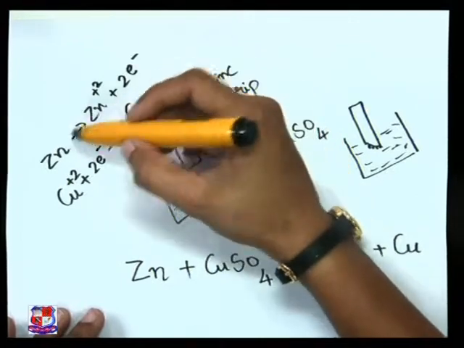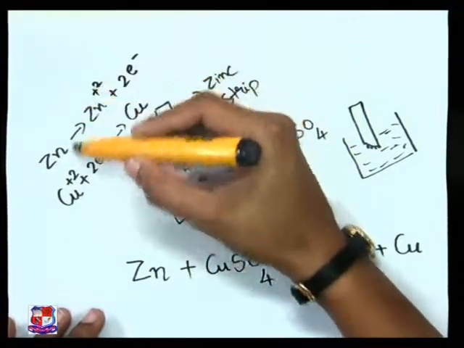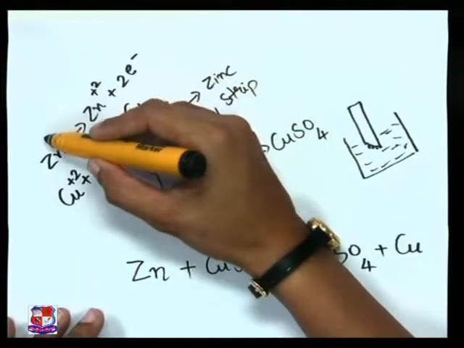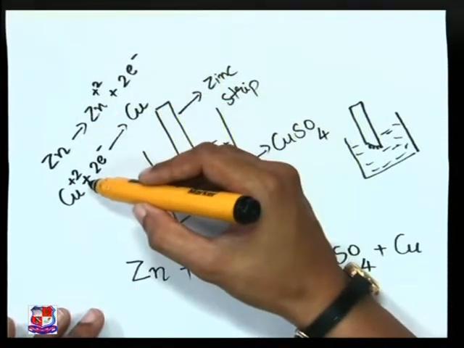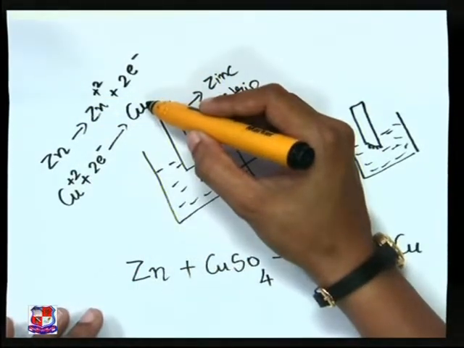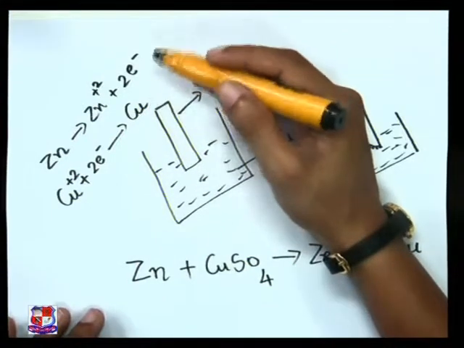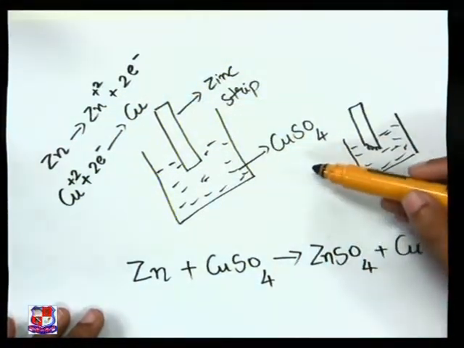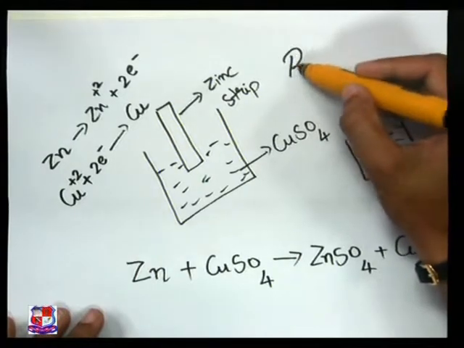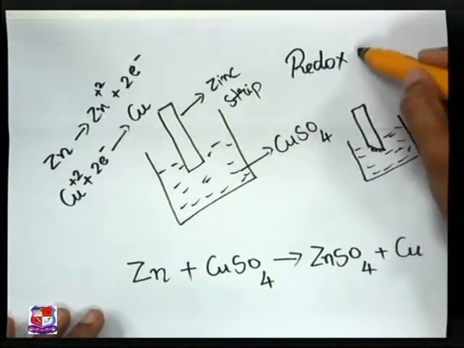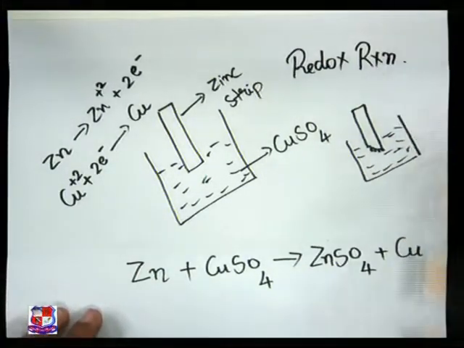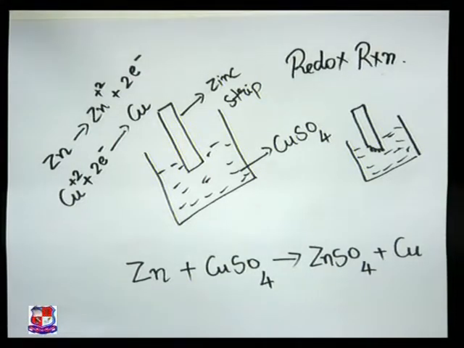So this process shows that this has undergone oxidation and this has undergone reduction: a 0 to plus 2 transition and a plus 2 to 0 transition. Hence oxidation and reduction both are taking place in the process. So this is a well-known example of a redox reaction. One has to remember the reaction with the drawing. Let us try to move ahead.